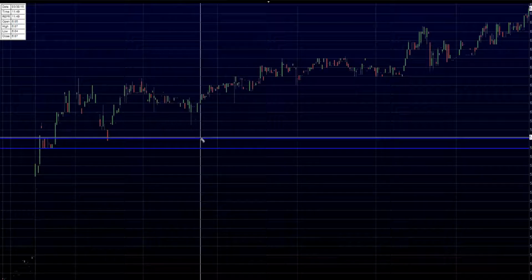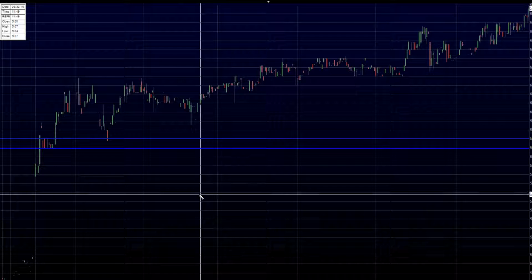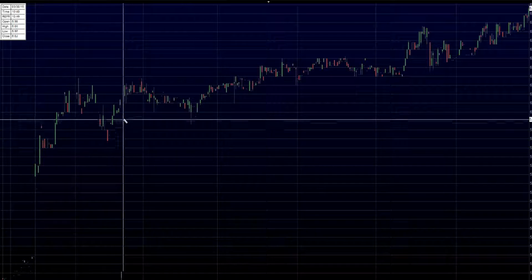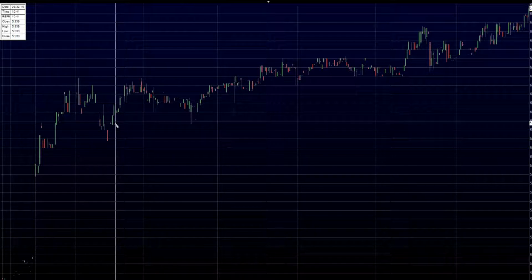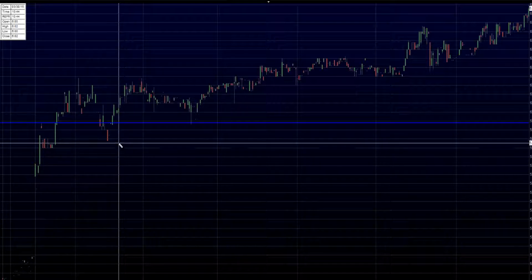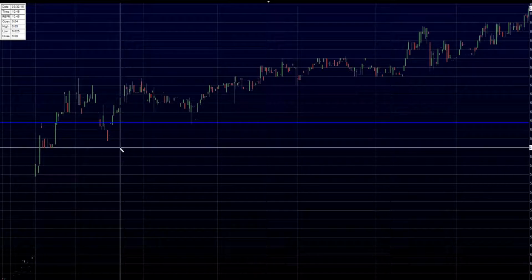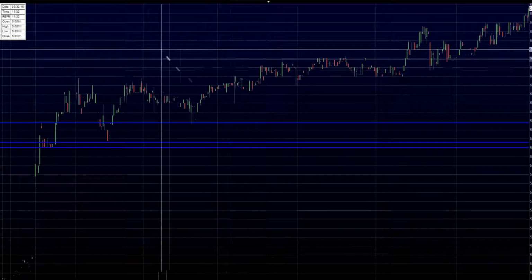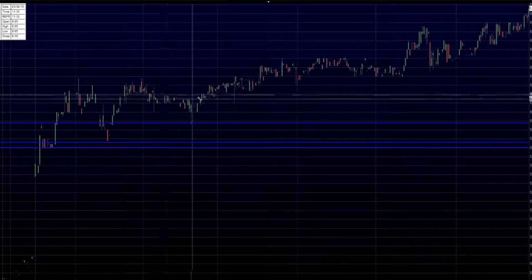So 580 stop and a 585 trigger. Or you could buy on the confirmation of the higher low, which would have been around 595, and stop below this at around 580, 582, anywhere in that area, and continue to ride the trend.